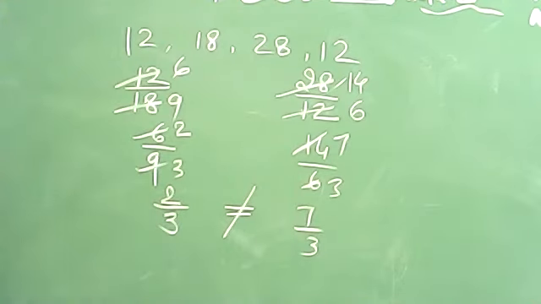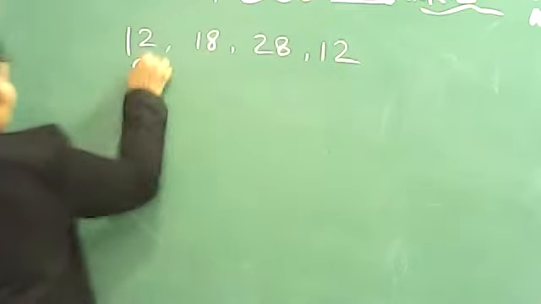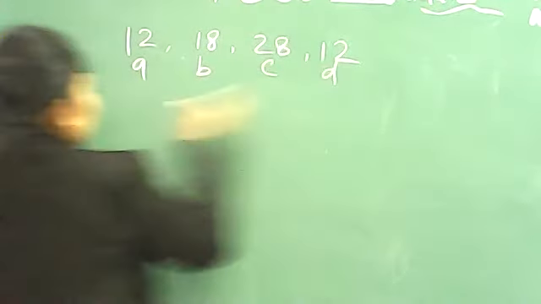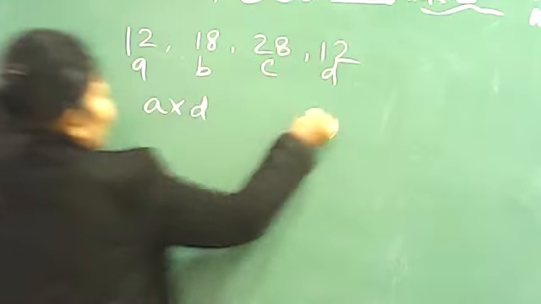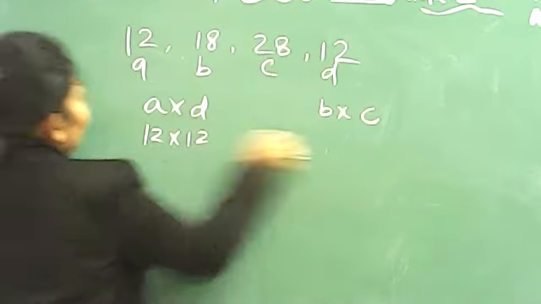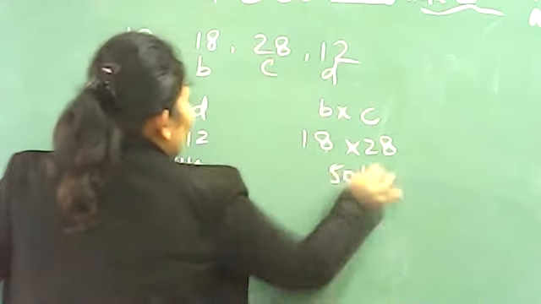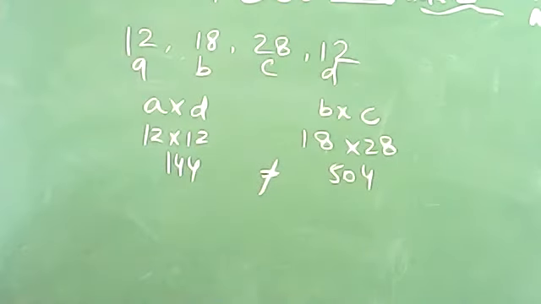And if you do by second method, let me tell you this question by second method also. You will be taking, this is A, B, C and D. A multiplied by D and B multiplied by C, you should get. So 12 into 12, and this time 18 into 28. This will give you 144, and that will give you 504. Again, they are not equal. That means they are not in proportion. I hope you understood this. Okay.